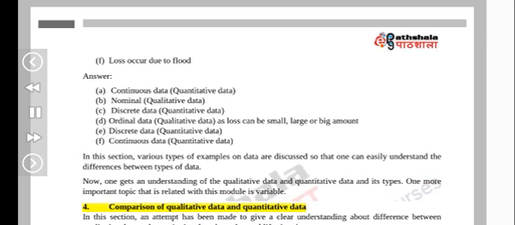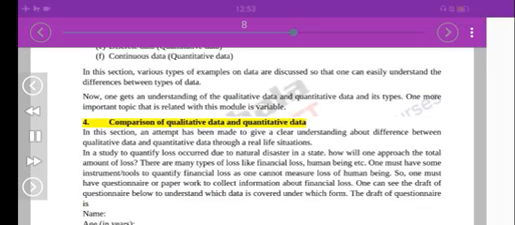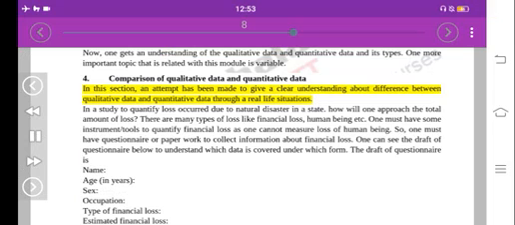4. Comparison of qualitative data and quantitative data. In this section, an attempt has been made to give a clear understanding about the difference between qualitative data and quantitative data through real-life situations. In a study to quantify loss occurred due to natural disaster in a state, how will one approach the total amount of loss?